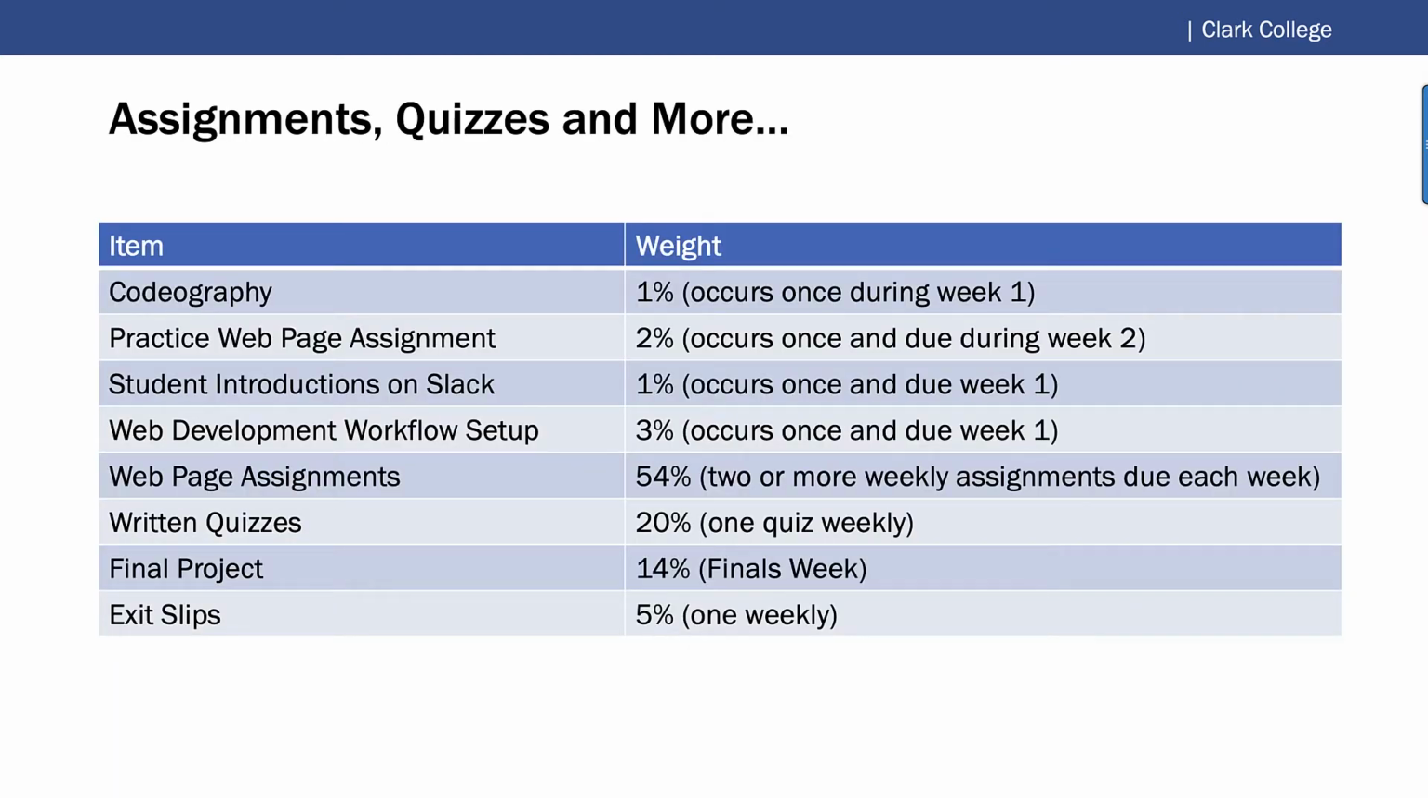So this class has a lot of different, we'll call them assignment categories. The first thing that you're going to need to do is fill out a short Google form, and I call it your codography. It should only take you a couple of minutes to fill out. It helps me learn more about you and gives you an opportunity to ask me some questions that you may have. The next thing, actually the third thing on the page here, is called Student Introductions on Slack.